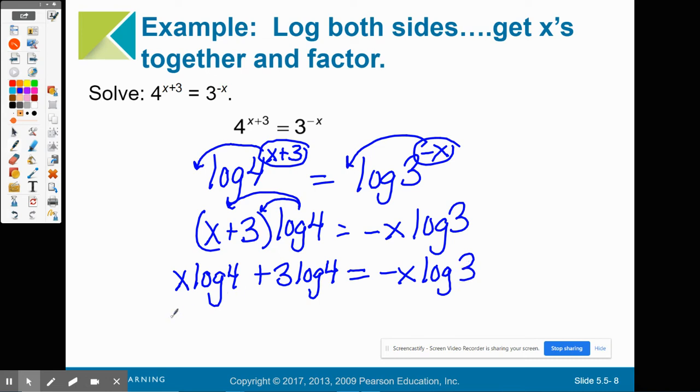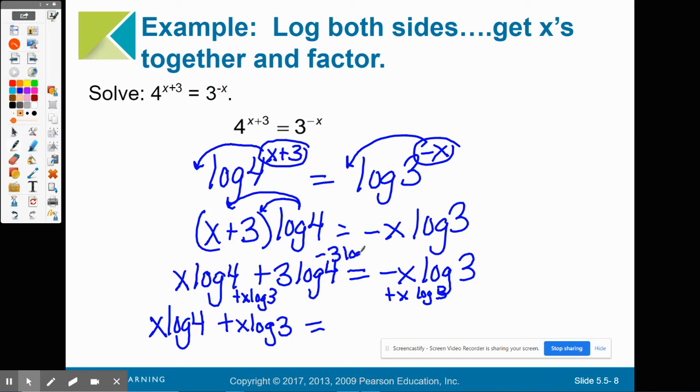Get our x's together. You would have x log 4. I'm going to add x log 3 to both sides to get all of my x's on one side, plus x log 3. And that equals, I'm going to subtract the 3 log 4.